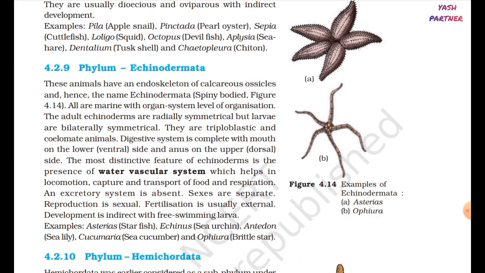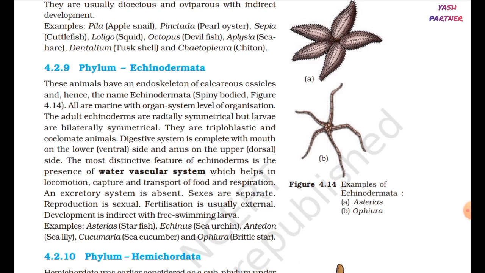4.2.9 Phylum Echinodermata. These animals have an endoskeleton of calcareous ossicles and hence the name Echinodermata, spiny bodied, figure 4.14. All are marine with organ system level of organization. The adult echinoderms are radially symmetrical but larvae are bilaterally symmetrical. They are triploblastic and coelomate animals. Digestive system is complete with mouth on the lower ventral side and anus on the upper dorsal side.